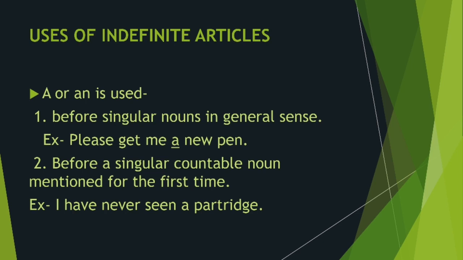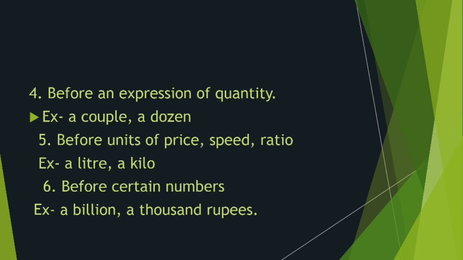Like, I have never seen a partridge. A partridge is a sort of hen. So, I have never seen a partridge. Here you have used it for the first time, so a is used. Before an expression of quantity, whenever you talk about quantity: a couple, a dozen. There are 12 in a dozen. So, a dozen, a couple, which means 2.